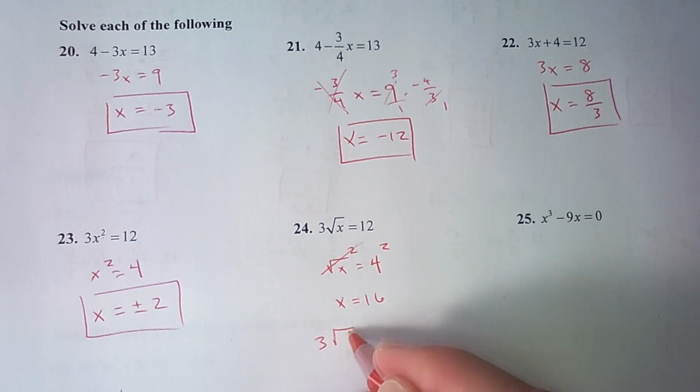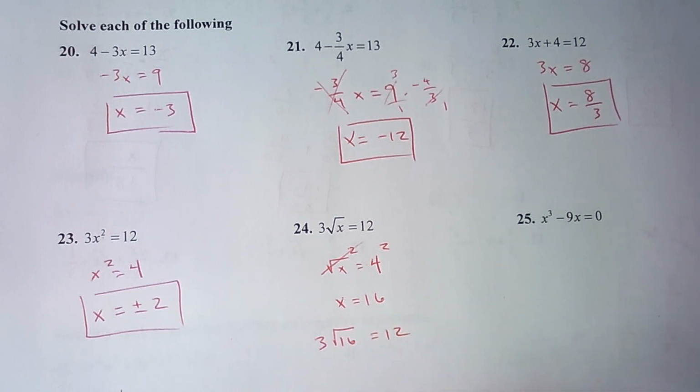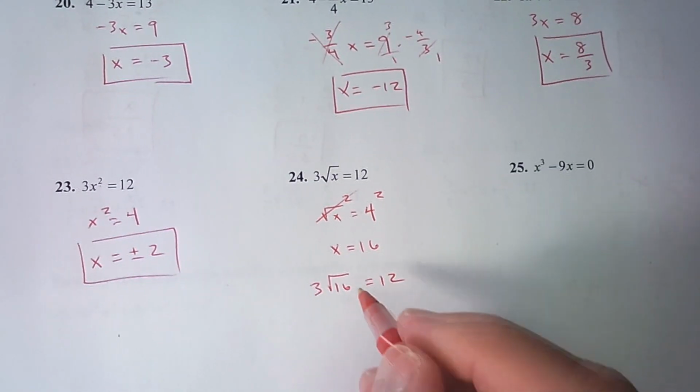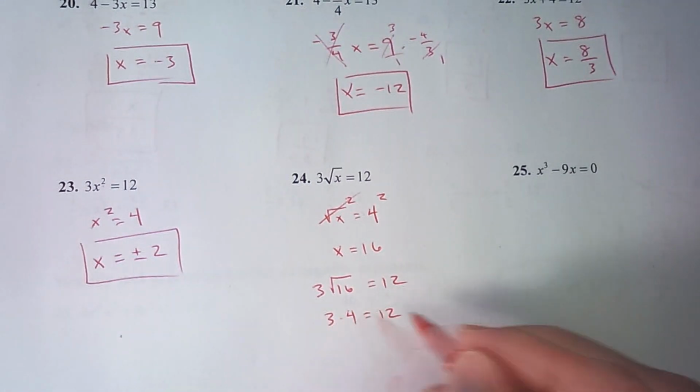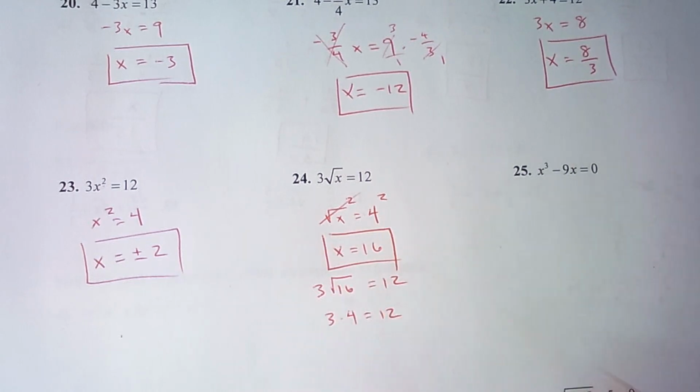3 times the square root of 16 equals 12. The square root of 16 is 4, so that's 3 times 4 equals 12. 3 times 4 is 12. That is true, so that answer is valid.